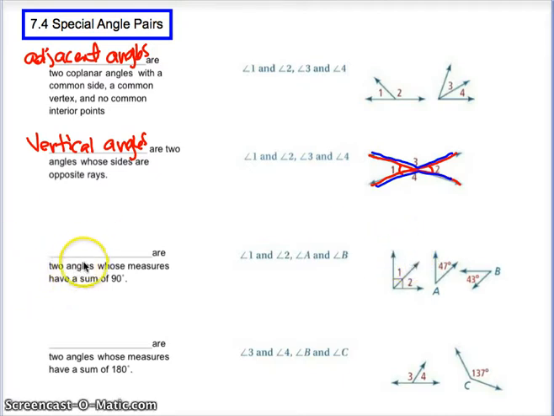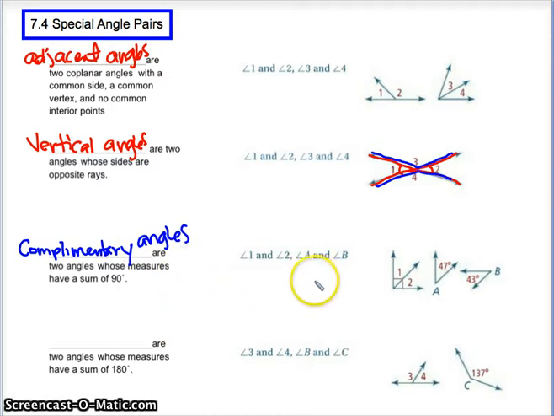Alright. Complementary angles. Complementary angles are angles whose sum is 90 degrees. Let's go ahead and put this word angles in here. Complementary angles are two angles whose measures have a sum of 90 degrees. They might tell each other, hey, you're all right. I love those math jokes.